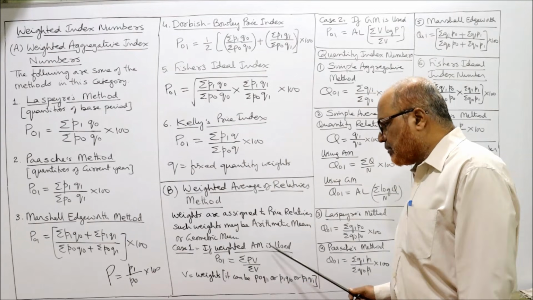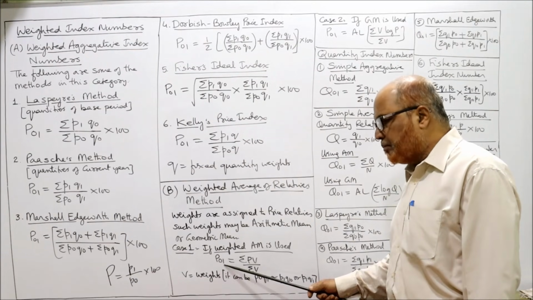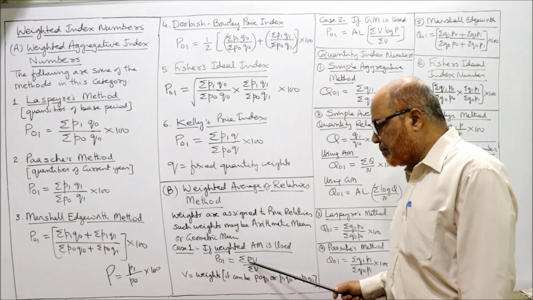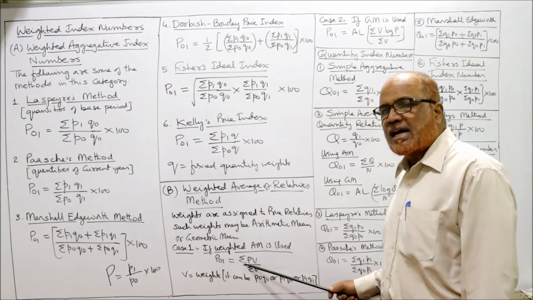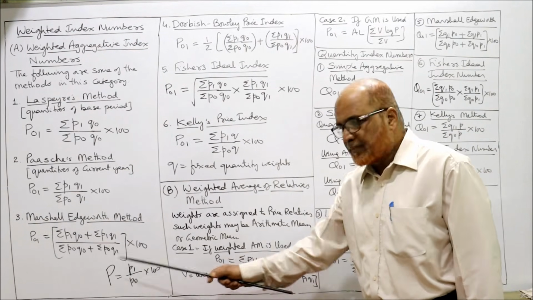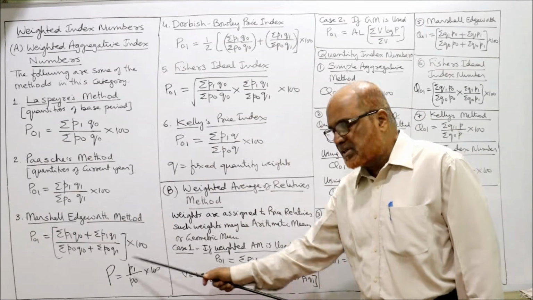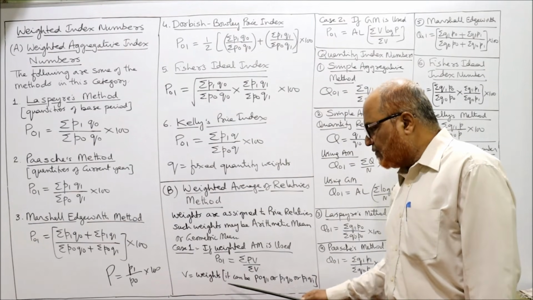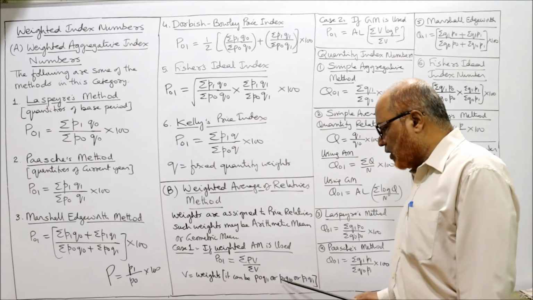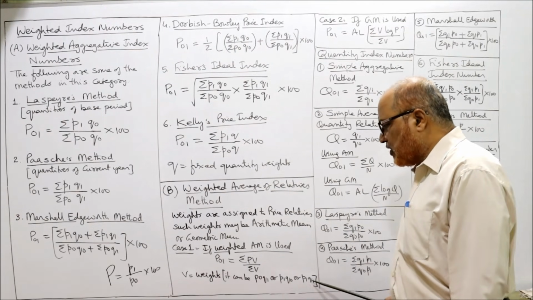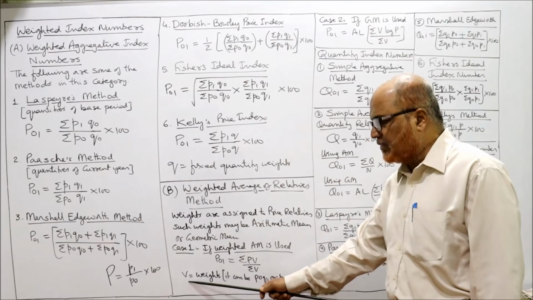Case 1: if arithmetic mean is used, P01 is equal to summation P into V. Capital P stands for price relatives and V stands for weight. The weight can be P0Q1, or P1Q0, or P1Q1. Any one of these we can take as V.